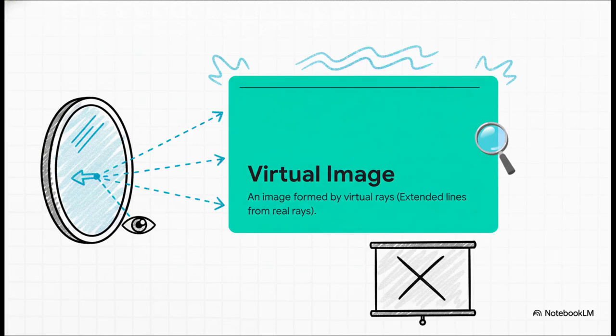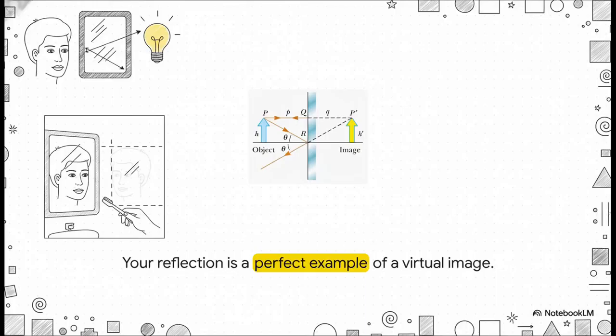Now, a virtual image, that's a whole different beast. It's basically an illusion. It's formed where our brains think the light rays are coming from. As you see here, the light rays bounce off the mirror and spread out, but your brain traces those lines back to a single point behind the mirror. There isn't any actual light back there. You can't put a screen there and capture the image. It's just an appearance.